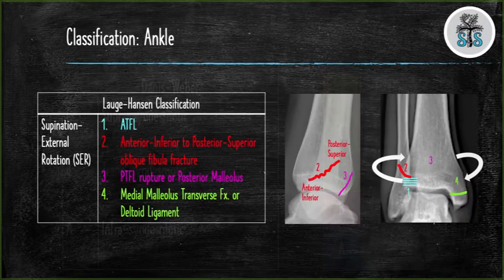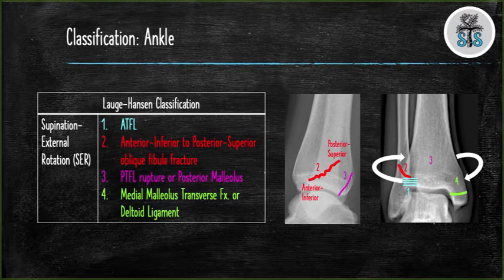The next classification is the Lauge-Hansen. There are four main subtypes of ankle fractures that are broken down into specific stages. We will go over each one in detail. The Lauge-Hansen is classified based on the foot position and force applied at the time of injury.